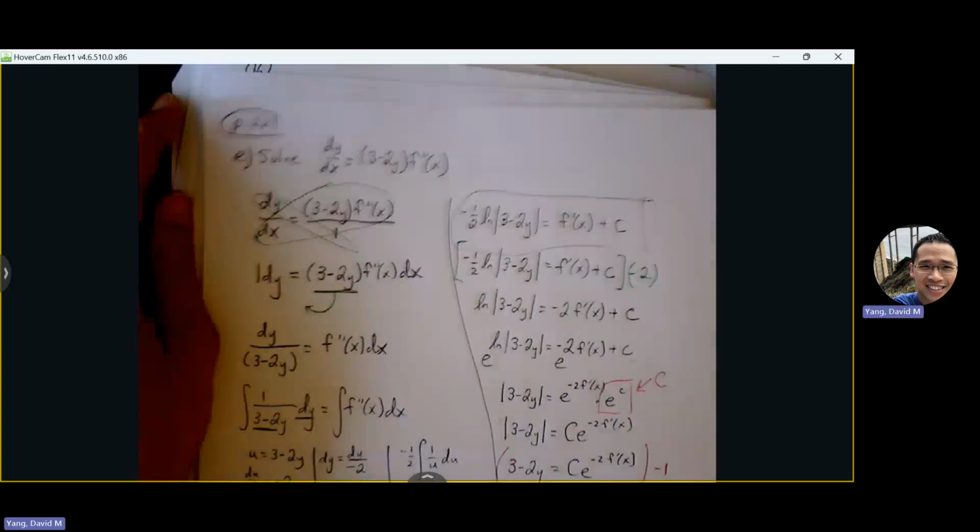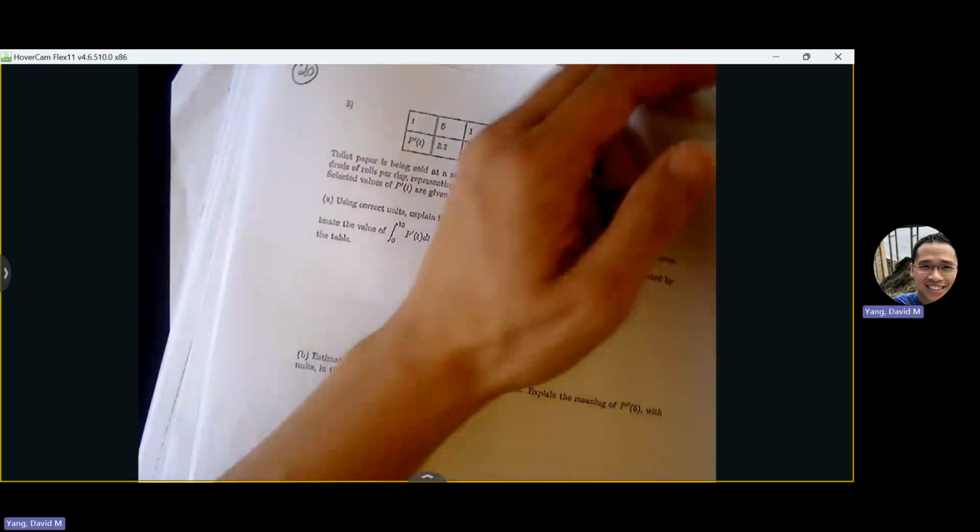Okay, page 21. Another solving differential equation, but this one is in terms of variables other than x and y. So let's look at page 21.